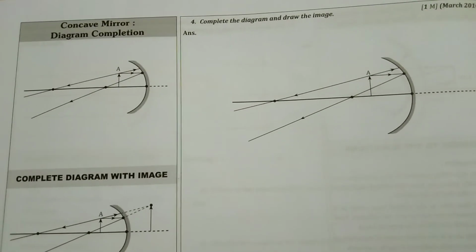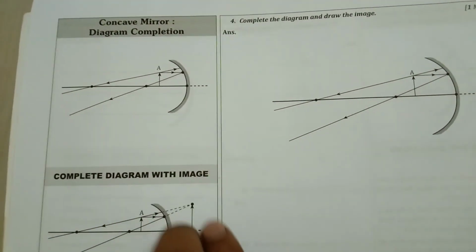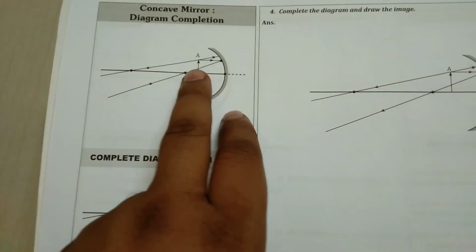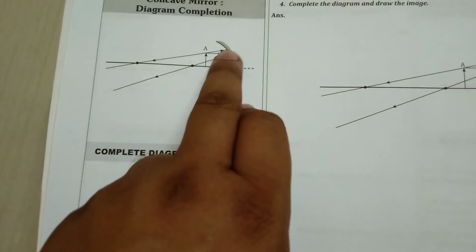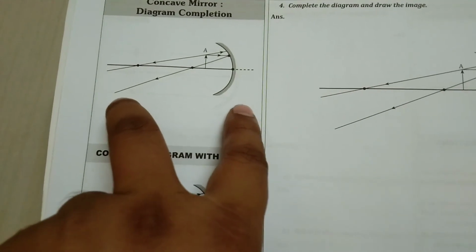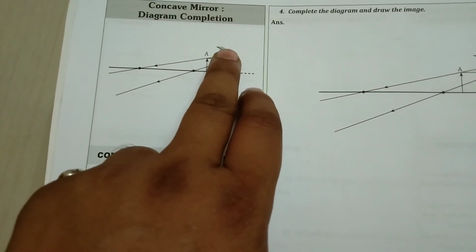See children, complete the diagram and draw the image. As they will give a diagram like this, we need to draw the image. If you see the diagram properly, this is the ray of light which is parallel to the principal axis. After reflection, it is passing through the focus. Second ray of light is passing through the center of curvature. After reflection, it does not deviate its path.